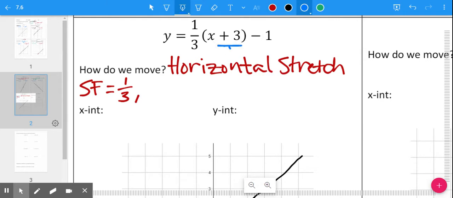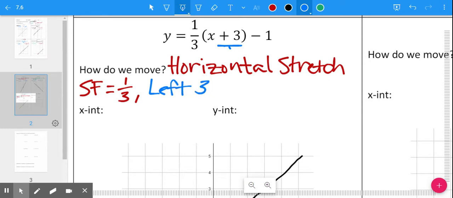Now, it's also got an x plus 3 inside the parentheses. So just like with quadratics, when you look at the inside, your formula actually says x minus a number. So in order to turn x minus a number into x plus a number, that number has to be negative. So change your thinking when you're looking inside the parentheses. So this plus 3 is actually telling us left 3.